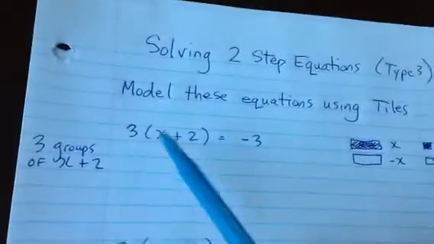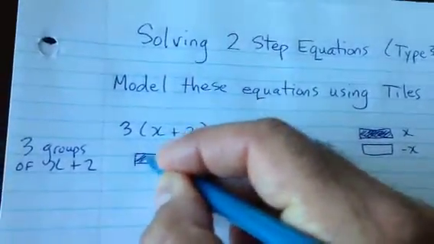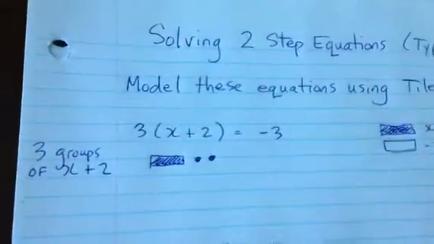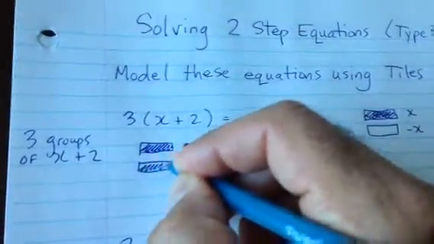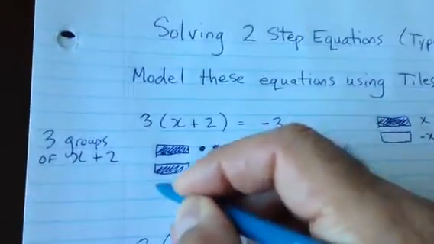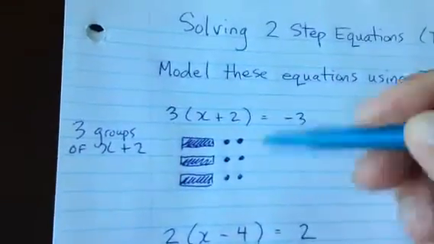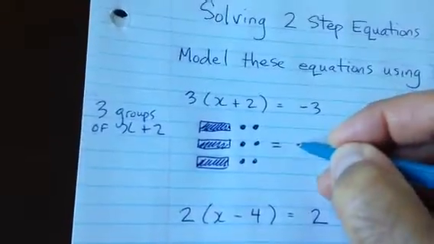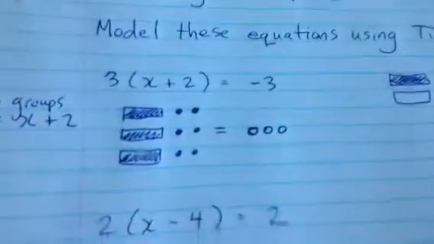So I'm going to draw 3 groups of x plus 2. So we're going to have an x, and there's one x, and there's a positive 2. Shaded in circles. I want 3 groups, so that's one group. Here's another group. And here's another group. And all of that is equal to negative 3. So negative 3 is 3 hollow circles. All right? So that's basically what this question looks like.